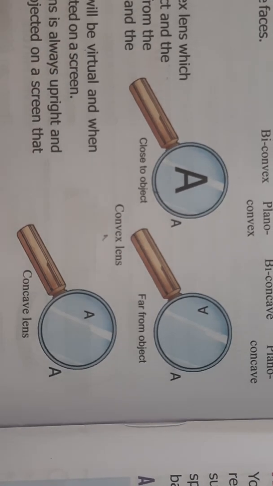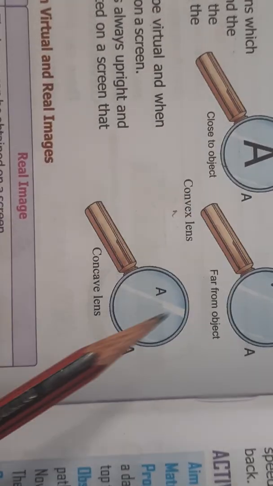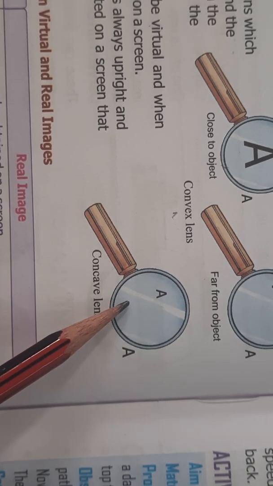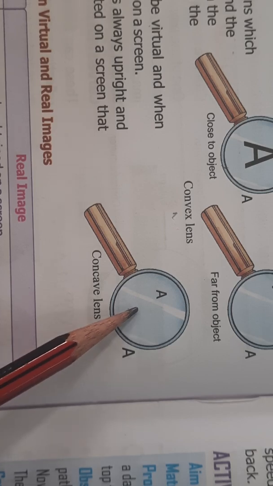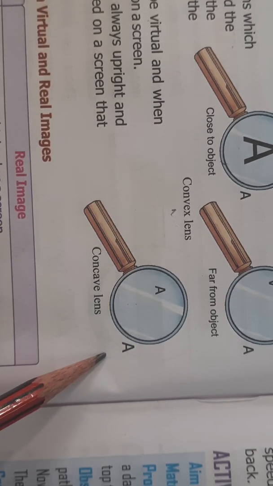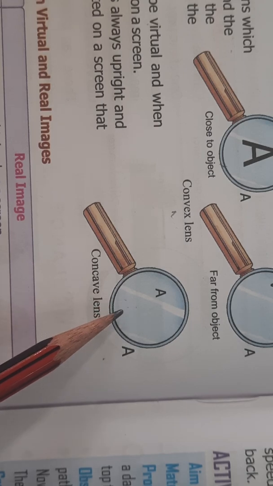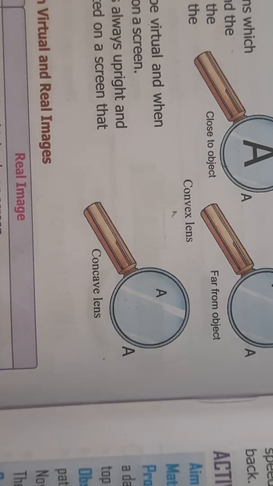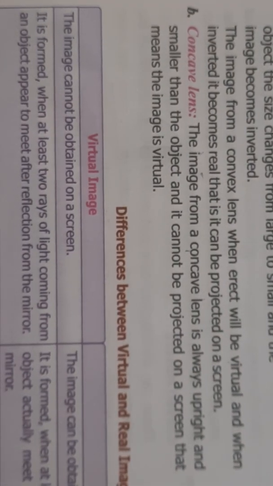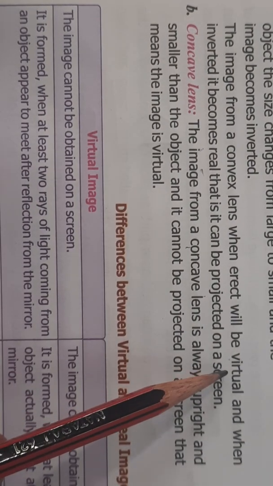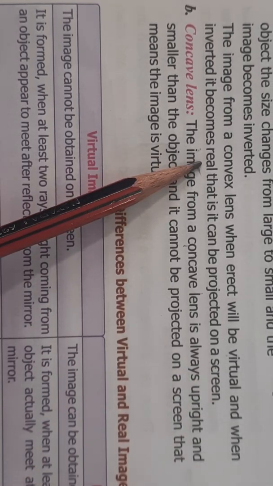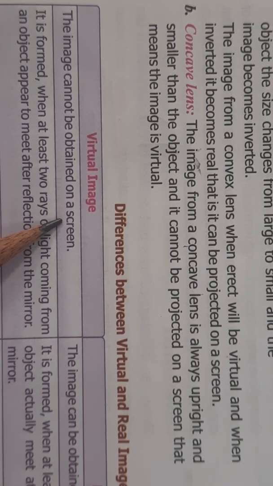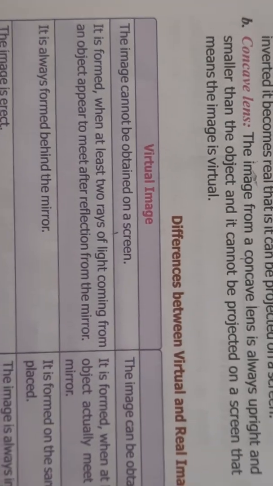First let's study concave lens also. The image formed from a concave lens is always upright, but it is smaller than the object. It will be smaller than the original size of the object, and it cannot be projected on a screen. That means the image is virtual. Now I used the term virtual and real. Now we will see what is the difference between a virtual image and a real image.